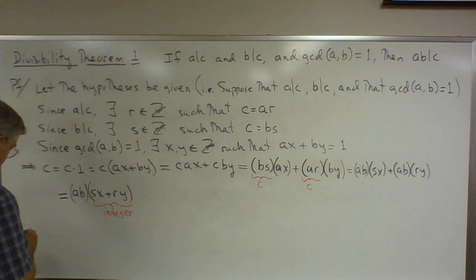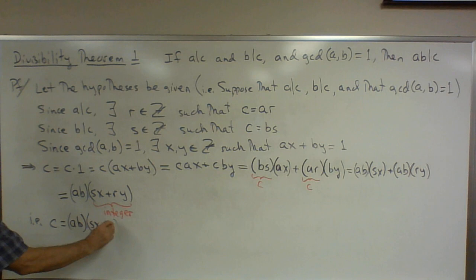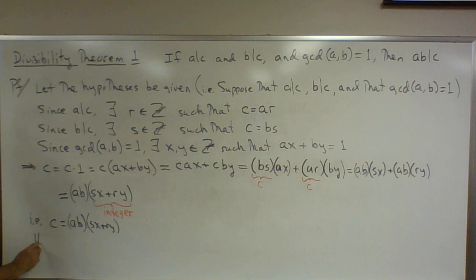So what I have is C equals AB times SX plus RY, where SX plus RY is an integer, and that means AB divides C. We did it.